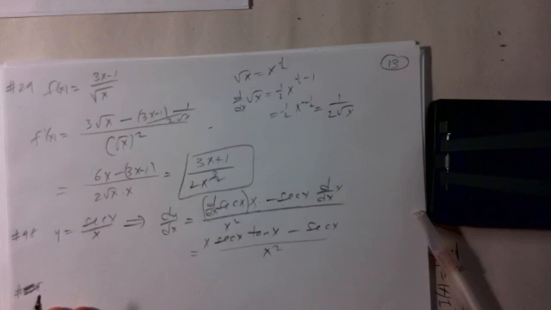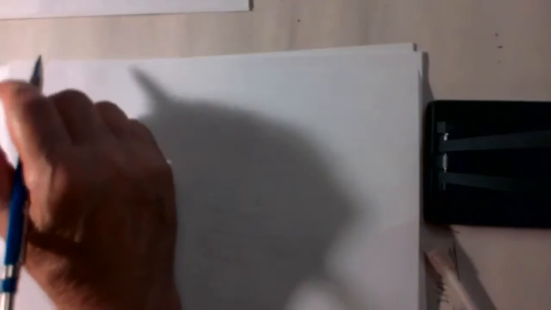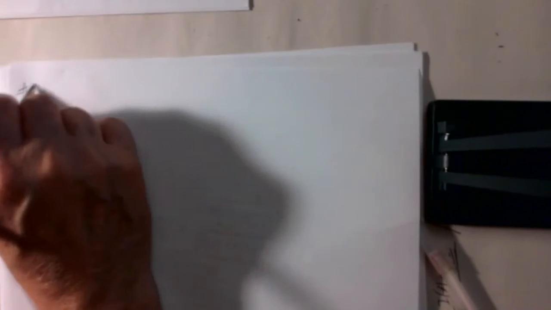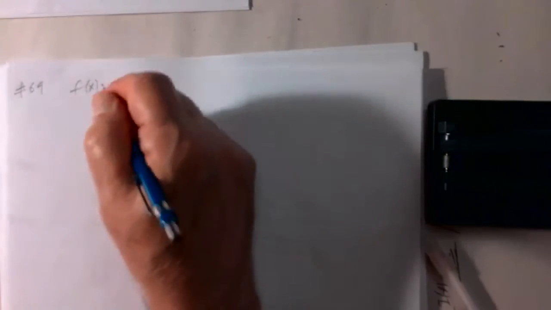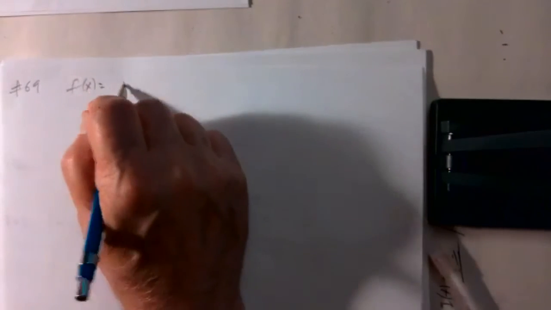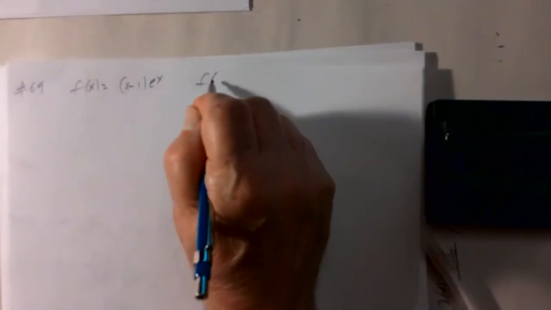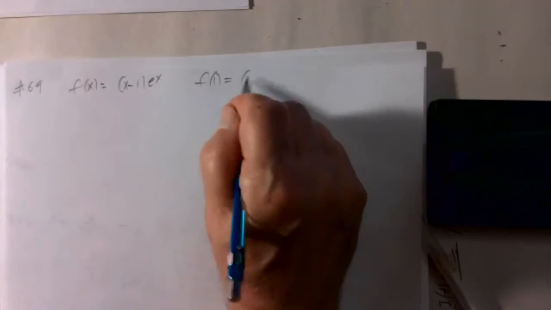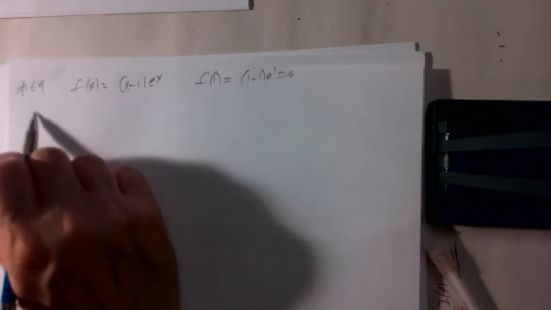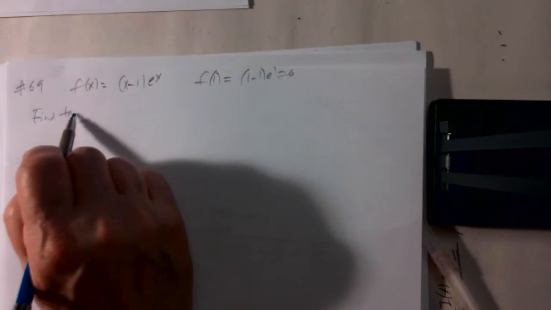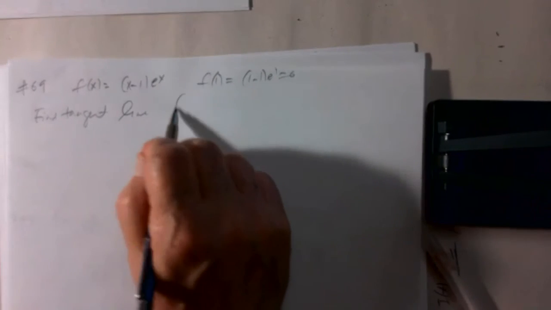Do one more. So this is number 69. We have the function f of x equals x minus 1 times e to the x. When you let x equal 1, f of 1 is 1 minus 1 times e to the 1, that's 0. And we want to find the tangent line to the curve going through the point 1, 0.